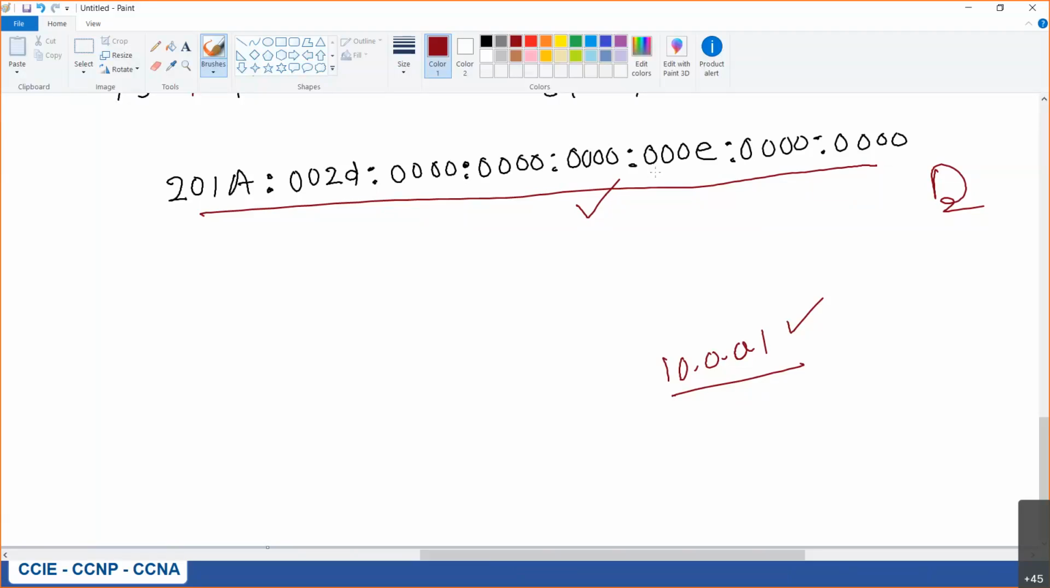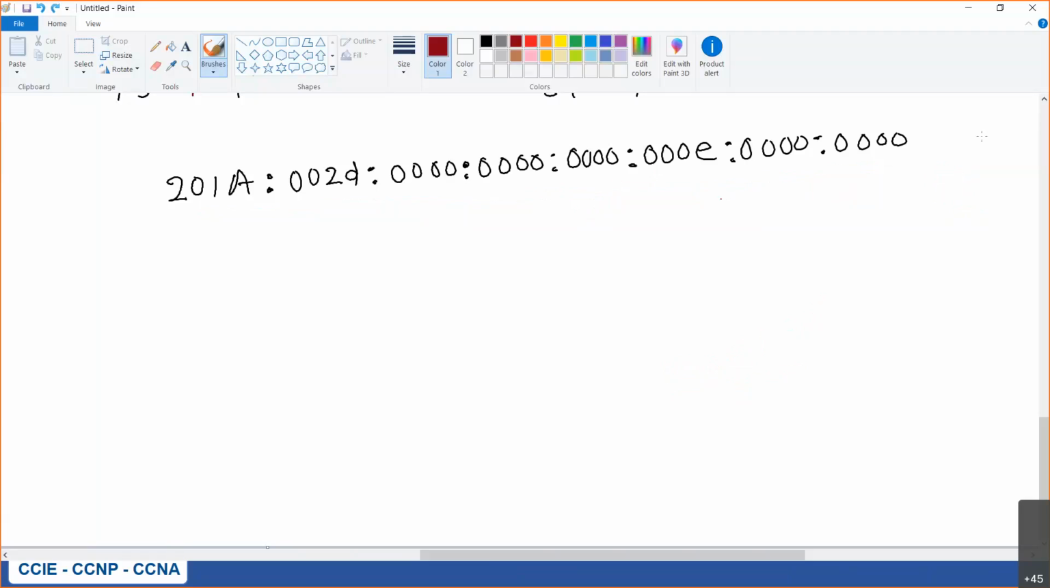You know, we have some rules to represent an IPv6 address. Listen carefully, everyone. I'm going to explain with the same example. This is one IPv6 address, right? For easy understanding, this IPv6 address we can represent in a shorter way. We have a rule to represent an IPv6 address.